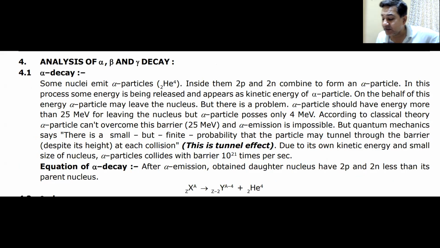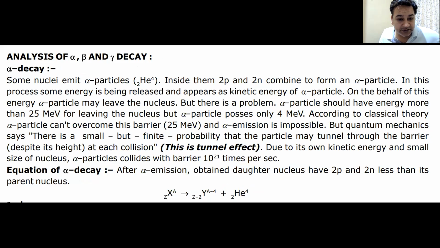What is an alpha particle? We have already seen an alpha particle. Yes or no? Yes, sir. Alpha particle is basically the helium nucleus. Don't say positive charge. Say it is the helium nucleus. Yes or no? Yes, sir. So some nuclei which are unstable are going to emit alpha particles. Yes or no? Yes, sir.